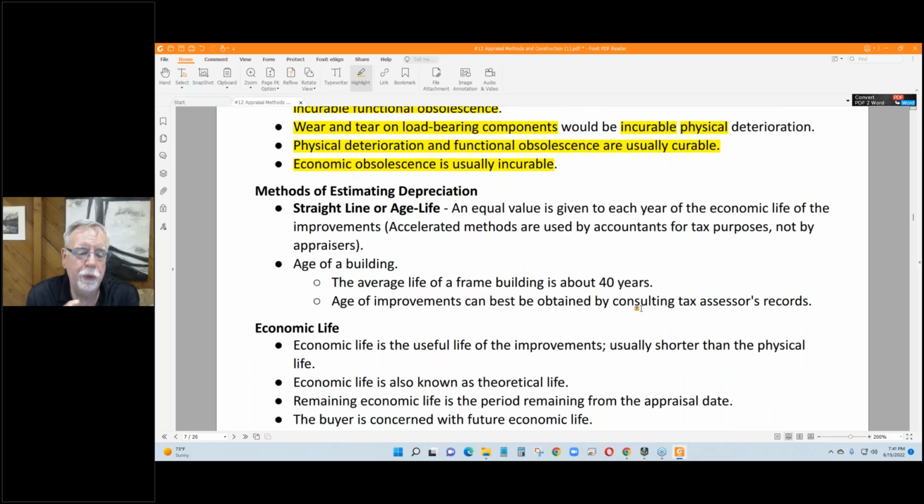So how would we determine the amount of accrued depreciation? Straight line, I already gave you an example of that. Remember, the building had a 50-year life, which means that it wears out at 2% a year, and it's 5 years old, which means it's lost 10%. That's straight line.